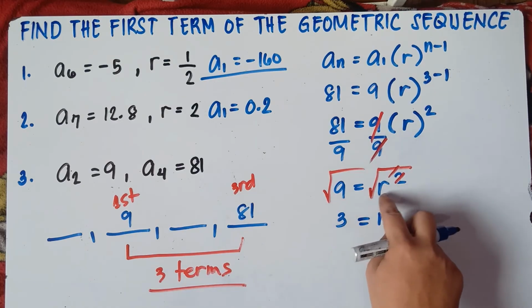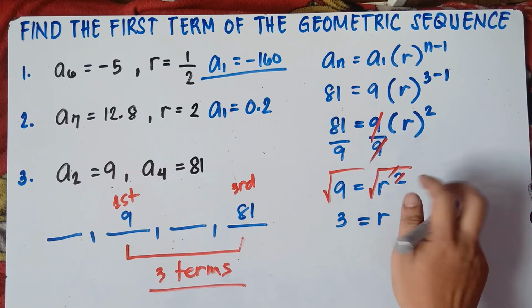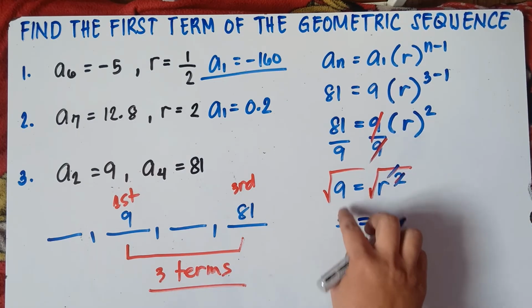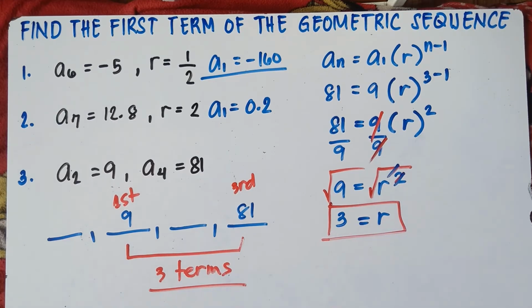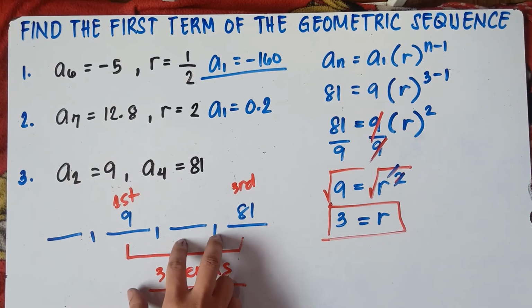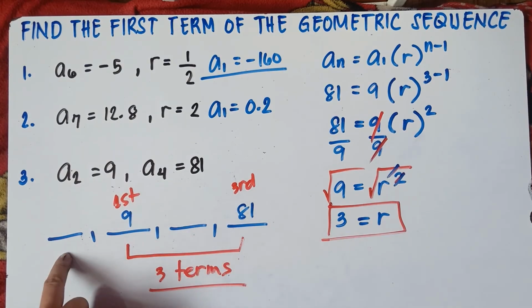So once again, extract square root both sides to cancel this 2. Cancel this out. And the square root of 9 is 3. So our common ratio is 3. Now, once you get the common ratio, class, you can just simply find this third term and first term.